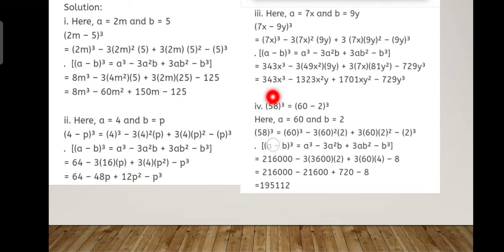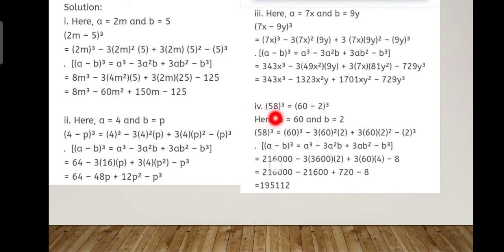Now 343 x cube will remain as it is, 3 into 49 into 9 is nothing but 1323 x square y, plus 3 into 7 is 21, 21 into 81 is 1701, so here x, here y square, minus 729 y cube. Now fourth question, we have 58 cube.